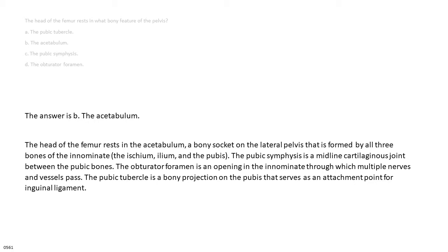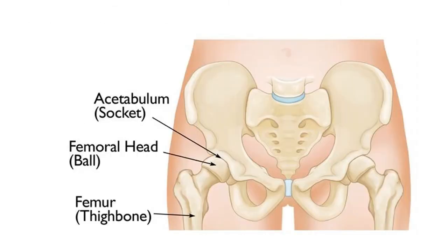The pubic symphysis is a midline cartilaginous joint between the pubic bones. The obturator foramen is an opening in the innominate through which multiple nerves and vessels pass. The pubic tubercle is a bony projection on the pubis that serves as an attachment point for the inguinal ligament.